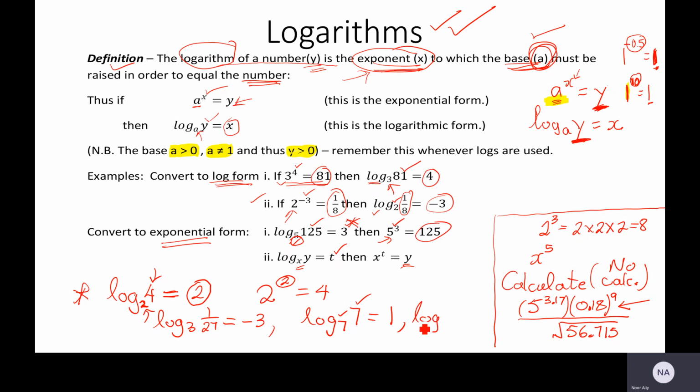Now we get to a very important thing as well. What is the log of 1 to the base 3? 3 to what power gives you 1? 0. Log of 1 is equal to 0. And those are properties that you will come across all the time.